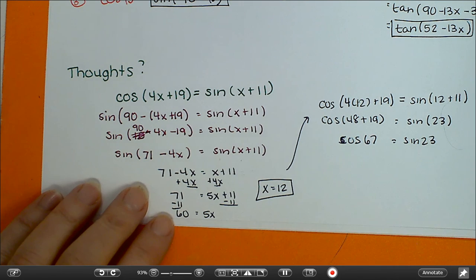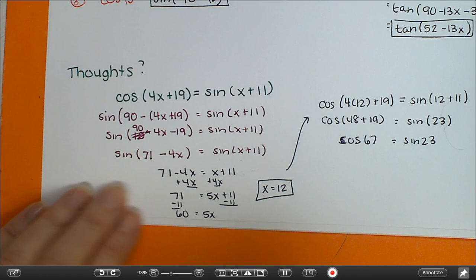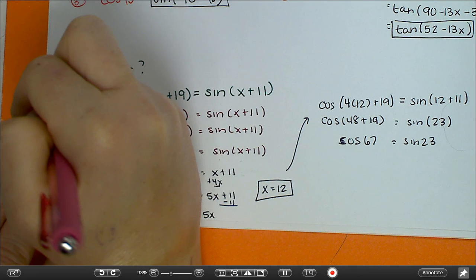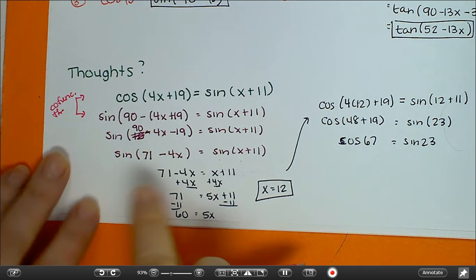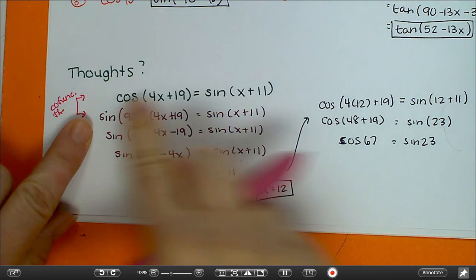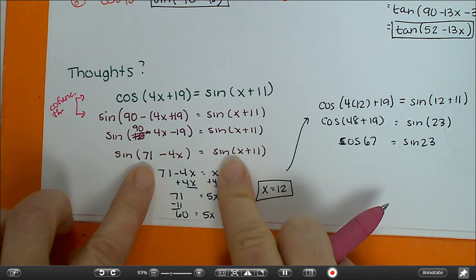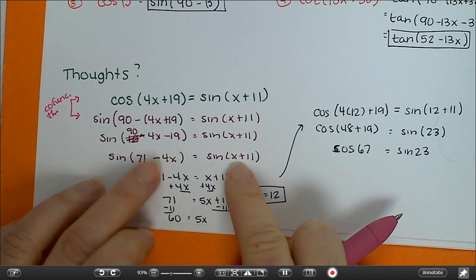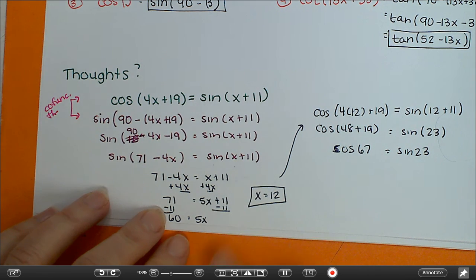So I'm just going to talk through it one more time in case you're like, what in the world did you just do? From here to here, we use the cofunction theorem to change cosine to sine so that our two trig functions were the same. After we did that, we had to remember that sine of a specific angle is always the same. So these two angles have to be congruent. And then we just solve to figure out what x is, and we can substitute it to find our angles.